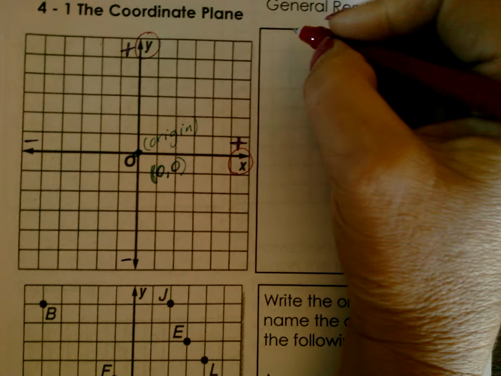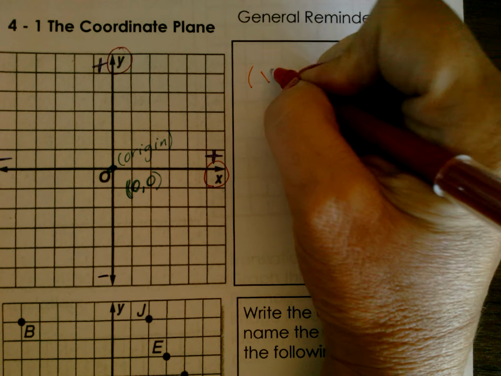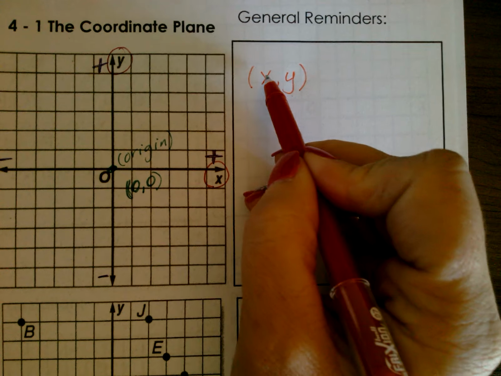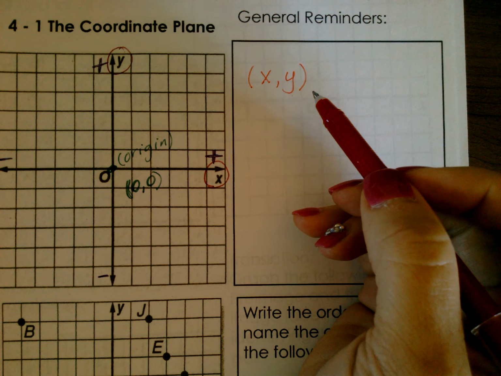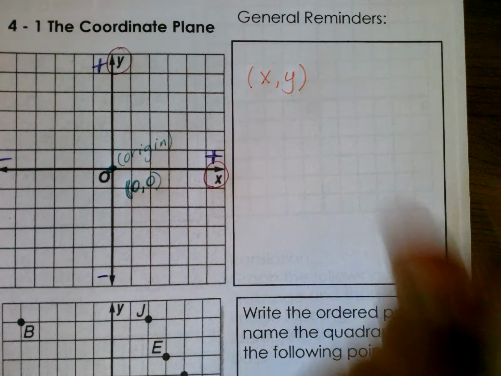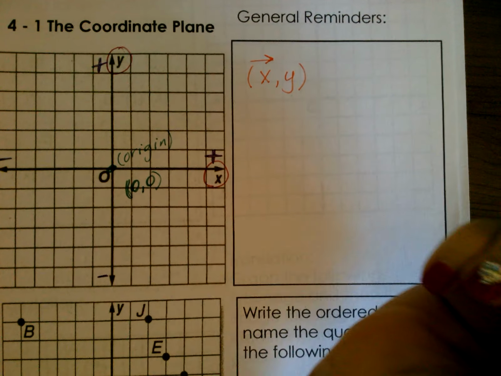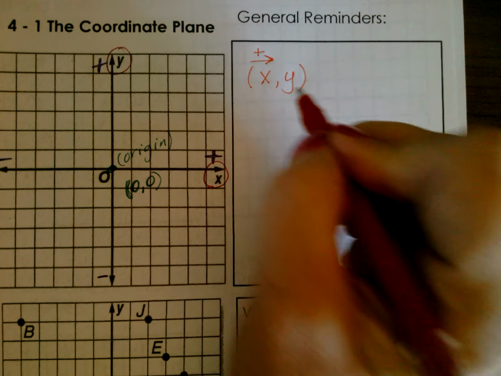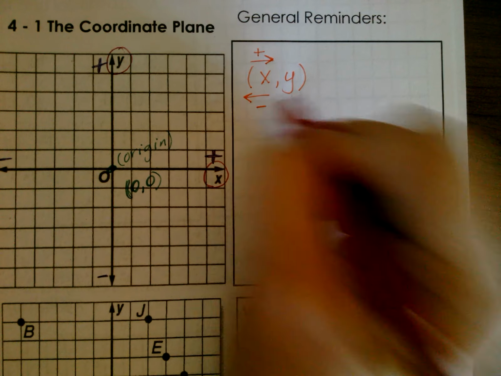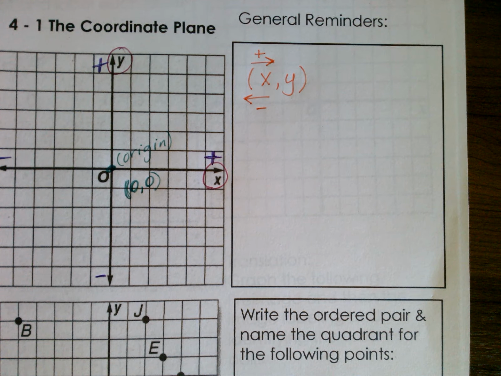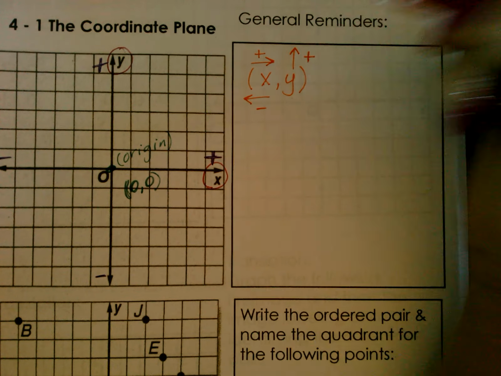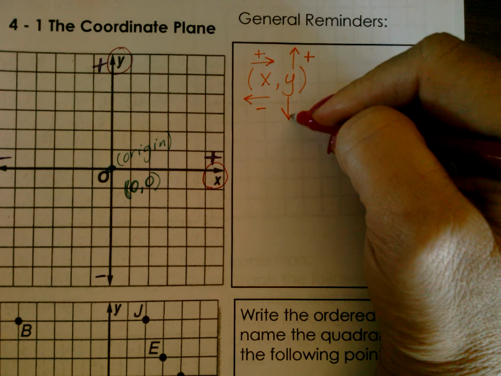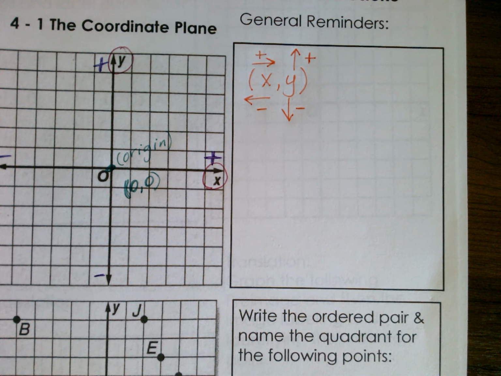A few general reminders. When you are given ordered pairs, they are in alphabetical order. X comes before Y in the alphabet. Remember, X will tell us right or left. Move to the right if it's positive. Move left from the origin if it is negative. You will move up if your second number is positive, the Y. You will move down if the second number is negative.